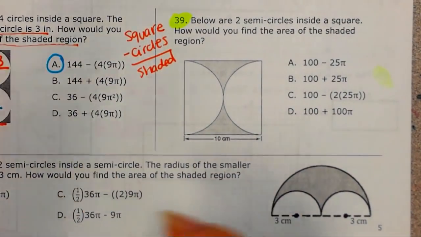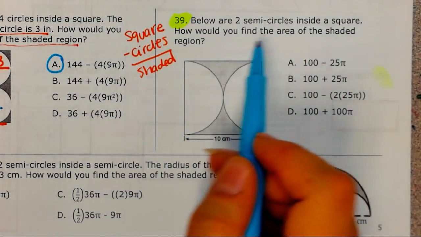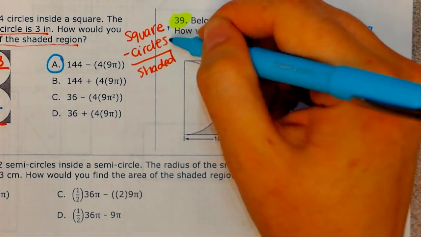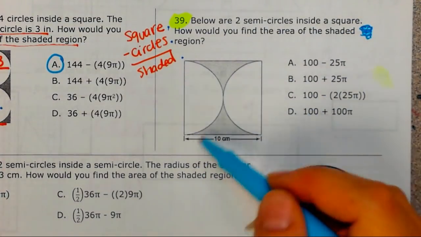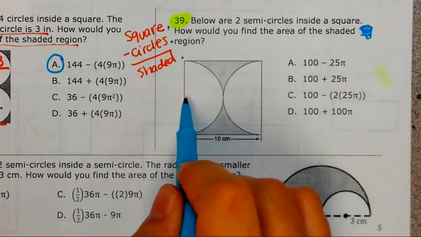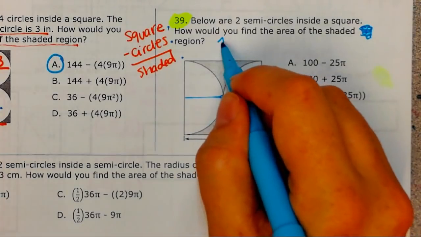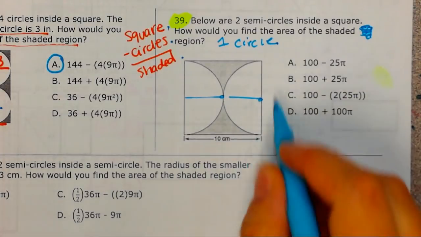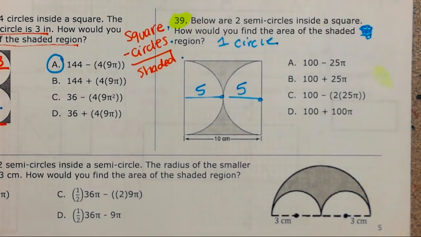All right. Same kind of song and dance for number 39. This time we have 2 semicircles inside of a square. How would you find the area of the shaded region? So same idea. You're still going to need to subtract the square minus the circles to get the shaded region. The difference this time is that we have half circles. So if you have 2 half circles, that's going to total to just 1 circle. Okay. And since we're given the lengths, the size of the square are 10, that would mean that the radius of each circle would be 5.